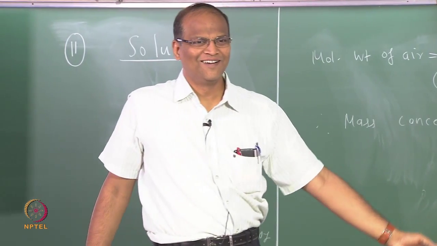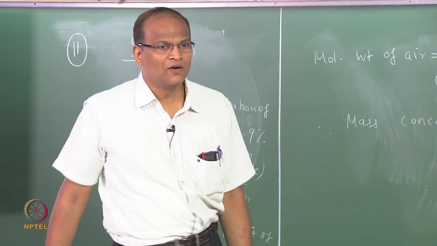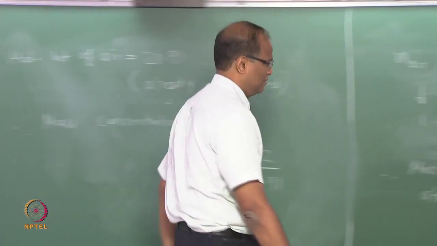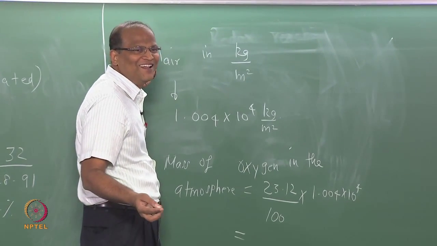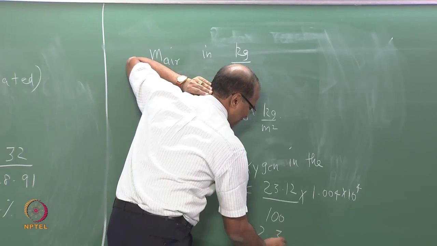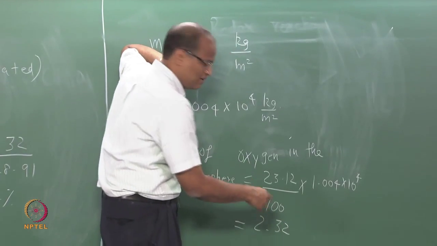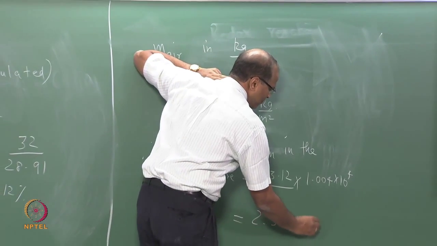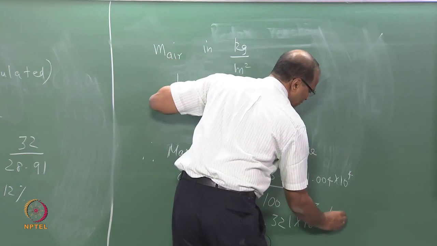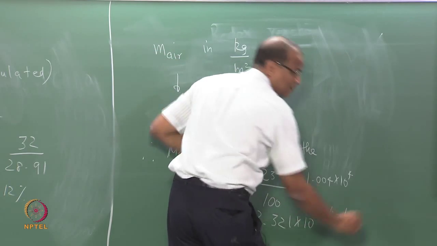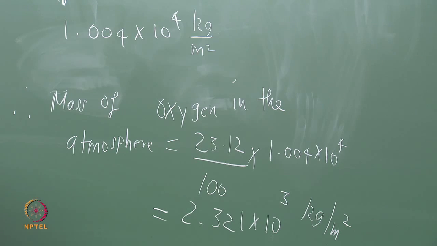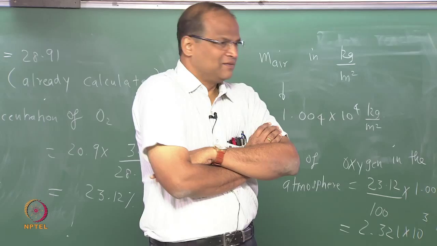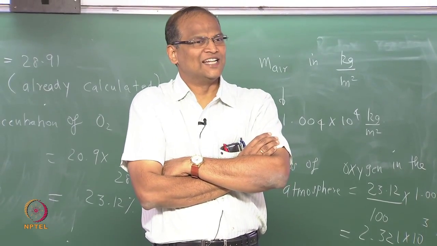What is it given in the table? That's okay. 3 to something into 10⁻¹. We always say kilogram per meter square. We don't say kilogram per meter cube area. All right. So, it says 2.35. So, we can say within limits it is reconciled.